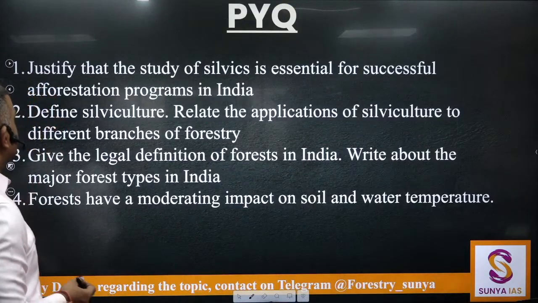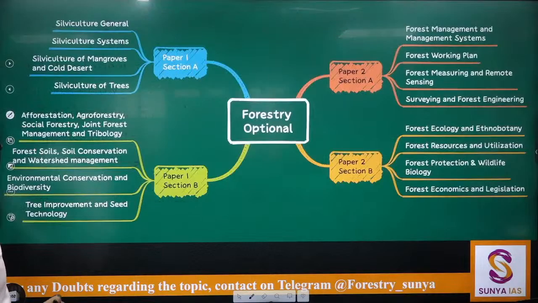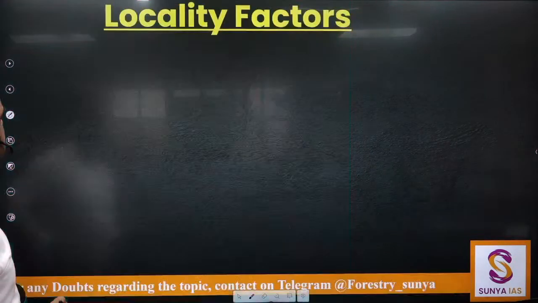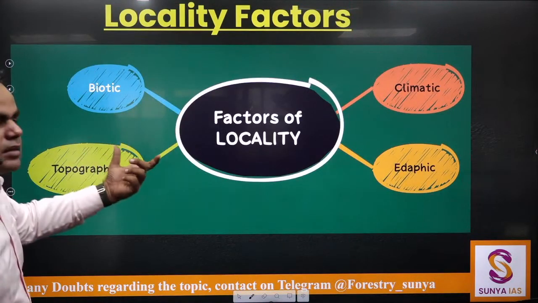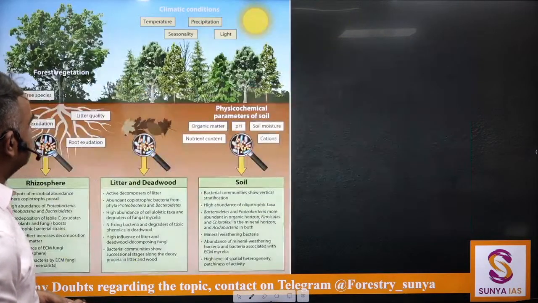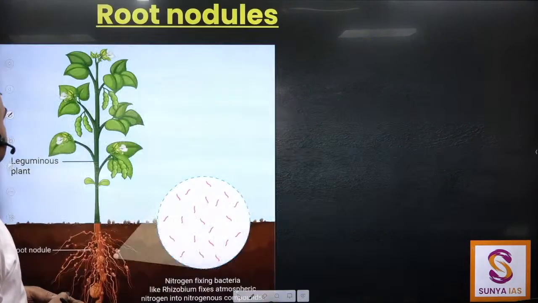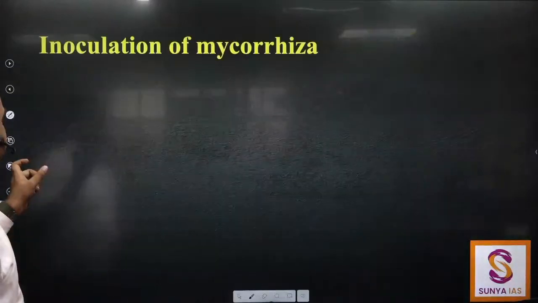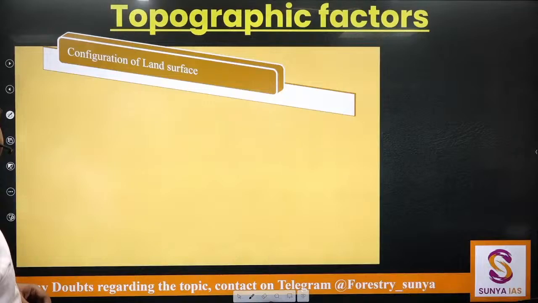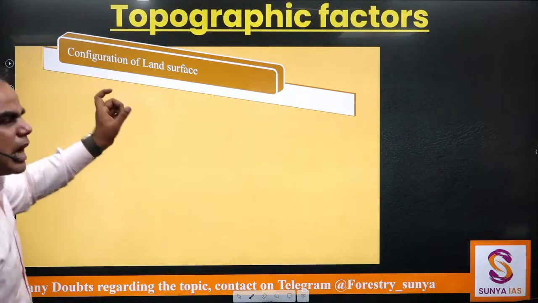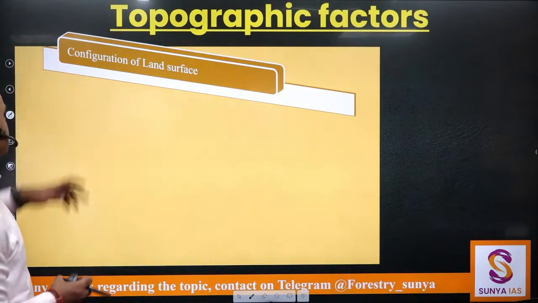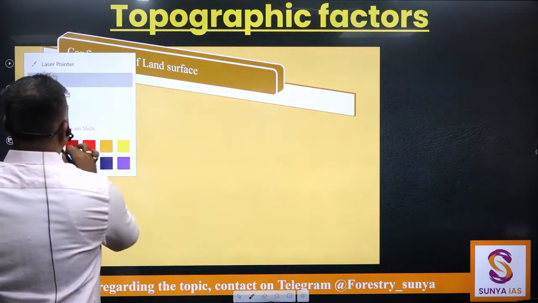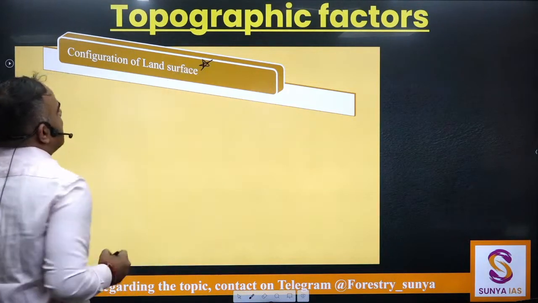Okay. Now let us talk about the aspects related to this. So this is the discussion we want to proceed with. Okay. The edaphic, etc., these parts we had already seen in the previous class. Okay. Now here I'll just want to bring your attention back to this part here. This is a part we could not discuss in the previous class. Configuration of a land surface.